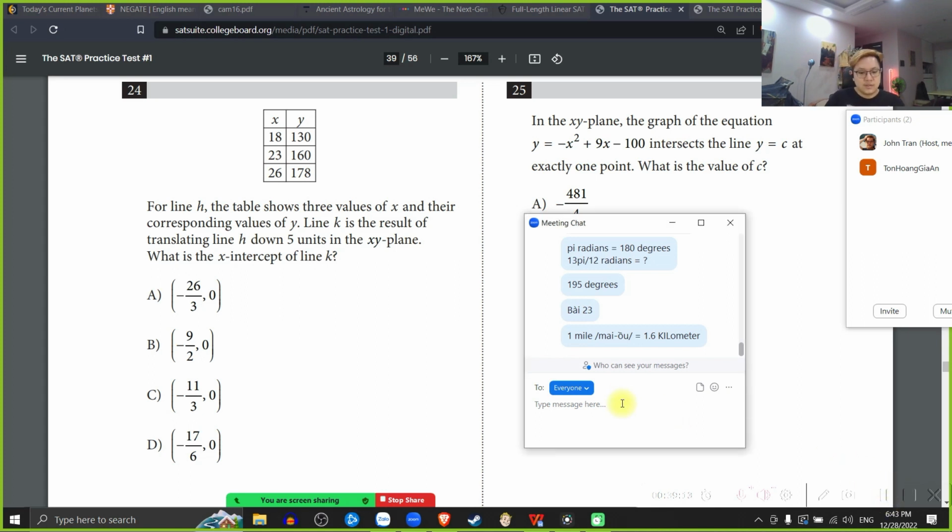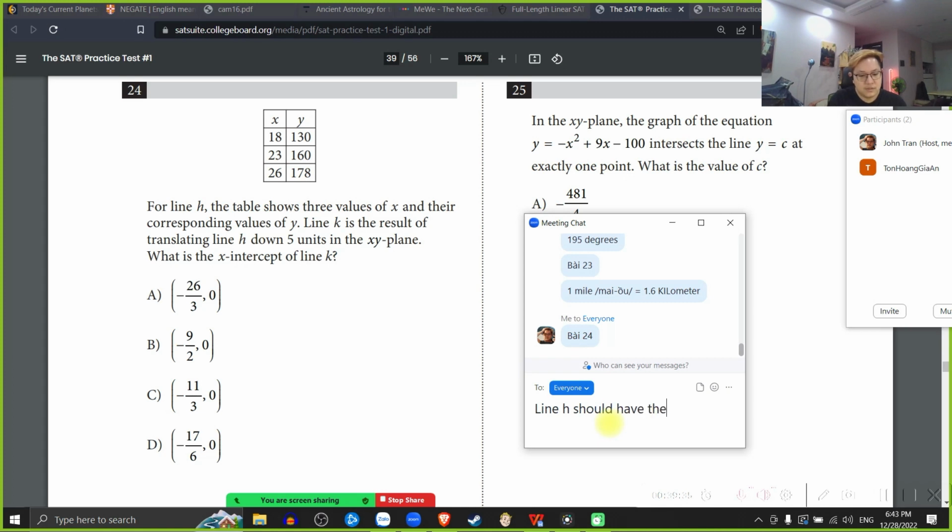For this question, based on 2 points given in the table, you can already write the equation of line H. Line H should have the equation y equal to ax plus b.